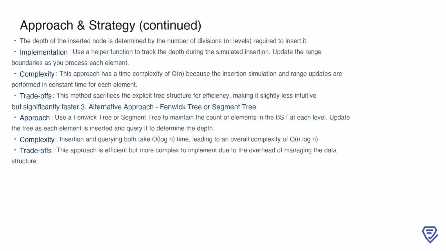Another alternative is to use a Fenwick tree or segment tree to maintain counts of elements at each depth level in the BST. These structures allow us to update the tree efficiently as elements are inserted and to query the depth as needed. However, while this method offers a complexity of O(n log n), the additional layer of complexity in managing these data structures makes it less appealing for this particular problem.